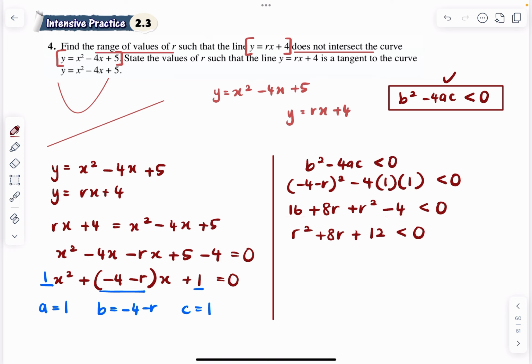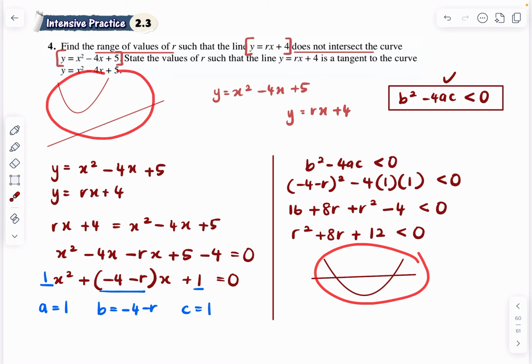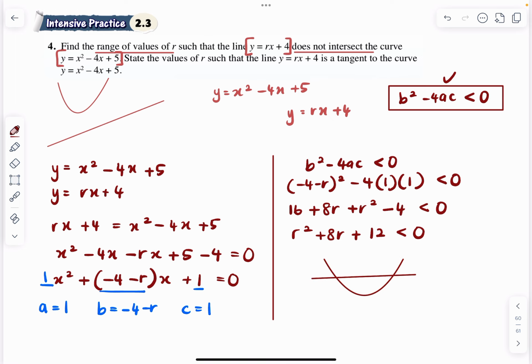Right, so this is a quadratic inequality. Whenever you have a quadratic inequality, you have to solve it using the smiley face graph. So you have to draw this. Okay, this graph has no relation to the question. This graph is just to solve the quadratic inequality. Okay, don't get confused. This one you have to draw like this, cutting like this. This is to solve the range.